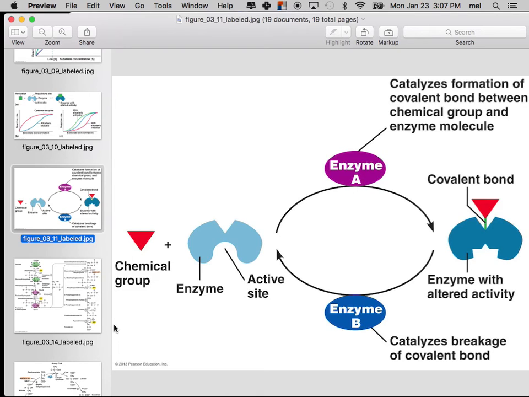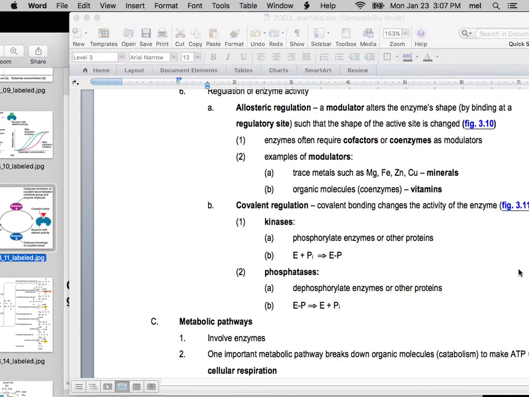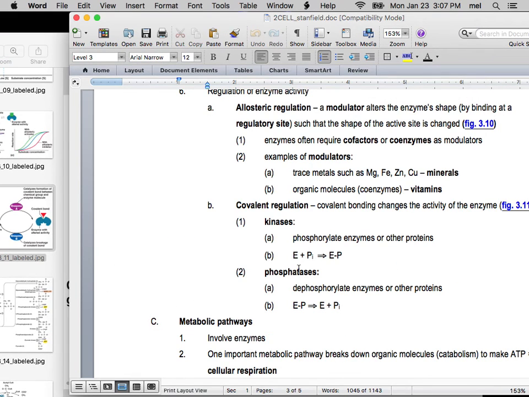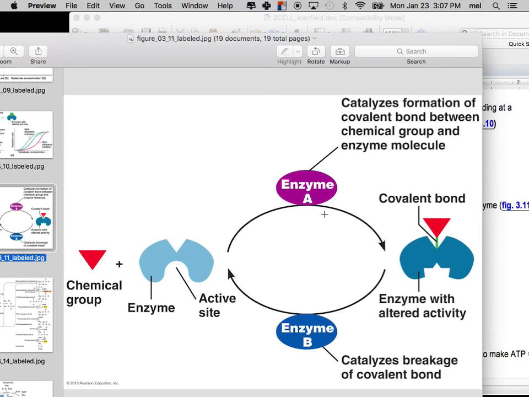A kinase is a common enzyme that actually phosphorylates another protein or enzyme. So in your notes, it says basically you take an enzyme and you add an inorganic phosphate and you get a phosphorylated enzyme. And that's called a kinase. So you guys tell me which one, enzyme A or B, is a kinase if the red group is a phosphate.